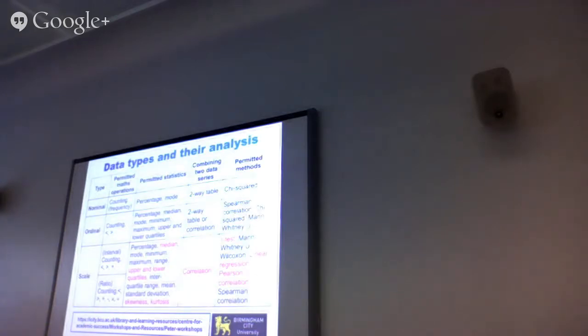slide, which connects the data types with some things you can do with them. First of all, you've got the mathematical operations. So with nominal data, you can only count the data. But with ordinal data, you can count and also order the data. That's why it's got the less than, greater than sign. With scale data, you can also add and subtract.